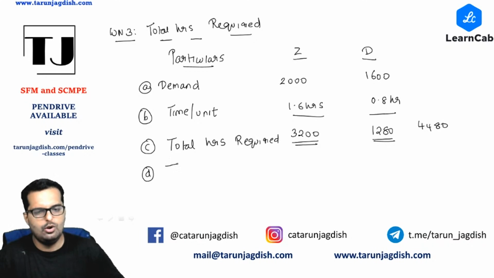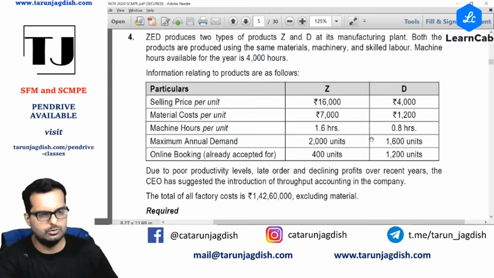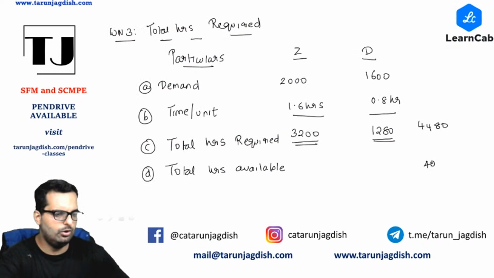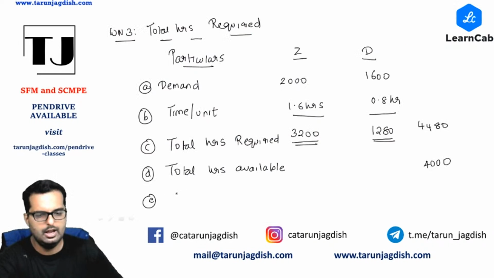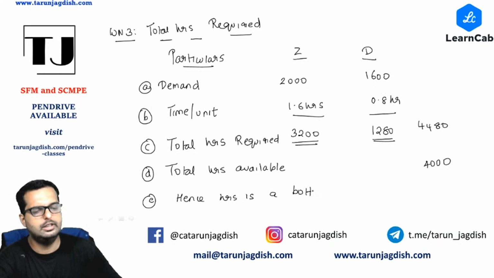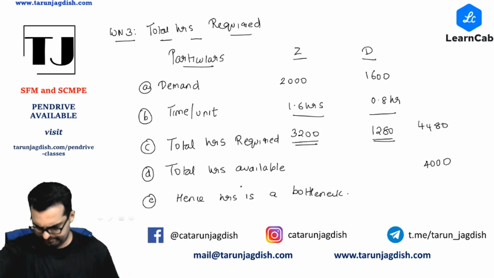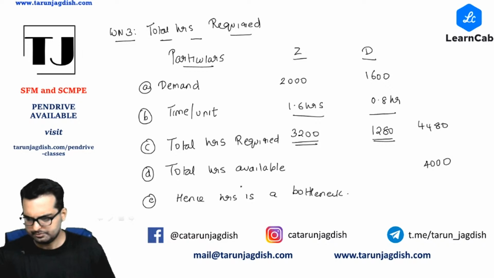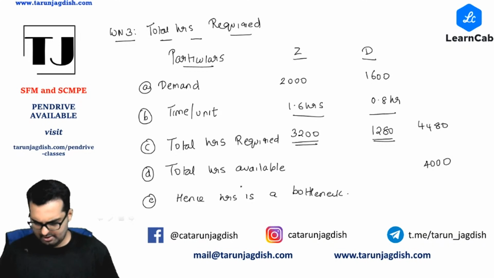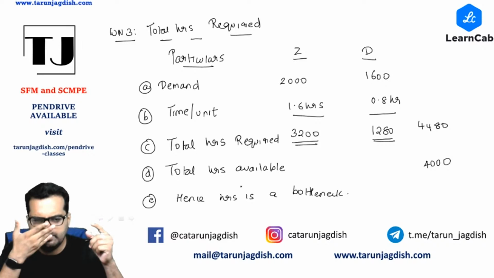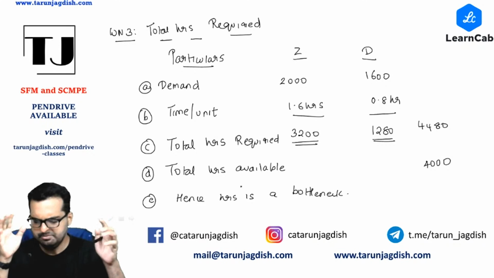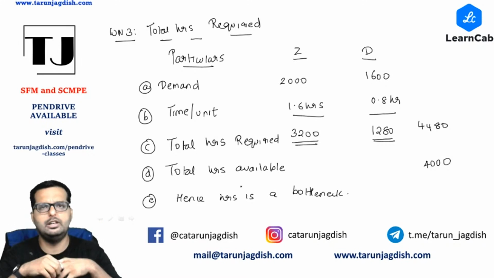What is the total hours which is available? I think we already got that in the question. It's 4,000 hours. Hence, hours is a bottleneck. Can you please write down this in your book so I can go to the next page? I'll give you a minute's time. If by chance you are unable to complete in a minute, you can also write it down later. I just want to try completing the RTP at the earliest.